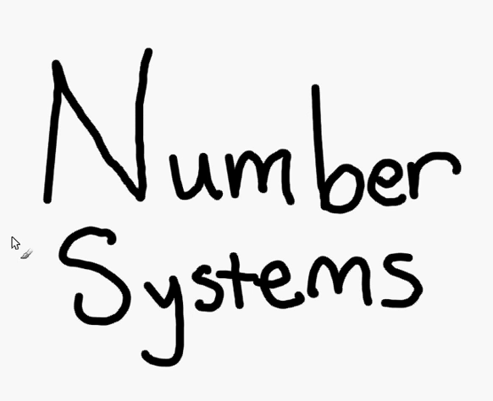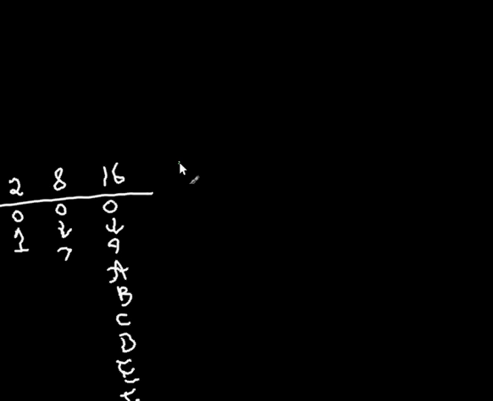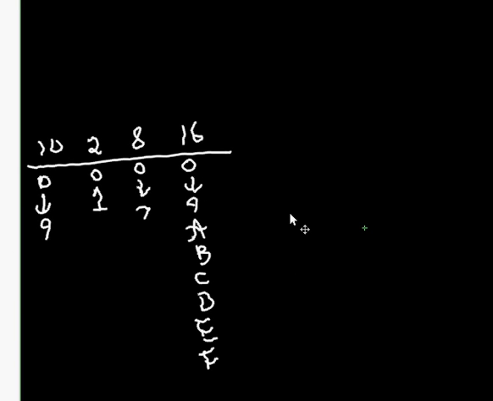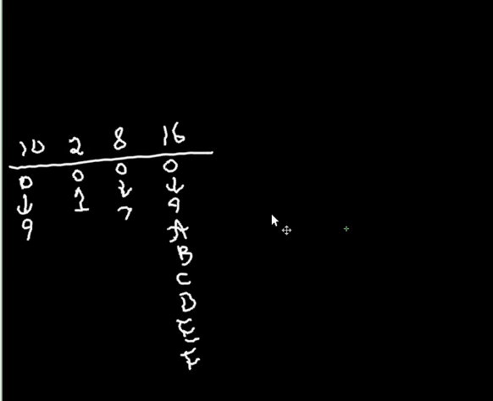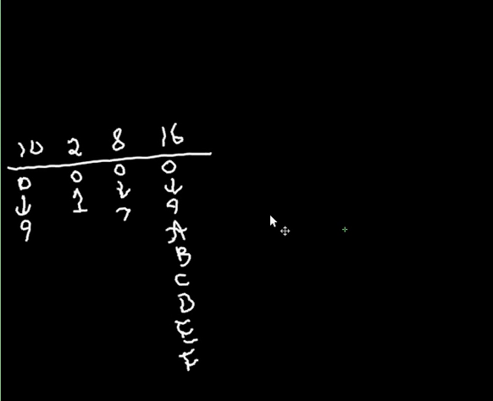Hello guys. So today we're gonna learn about number systems. Number systems are basically the different bases that you have. So we have a base 10 number system right now, and we're gonna be able to convert it to binary, which is base 2, that has 0 and 1.